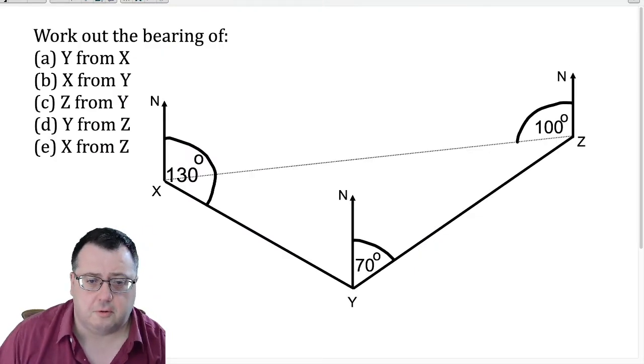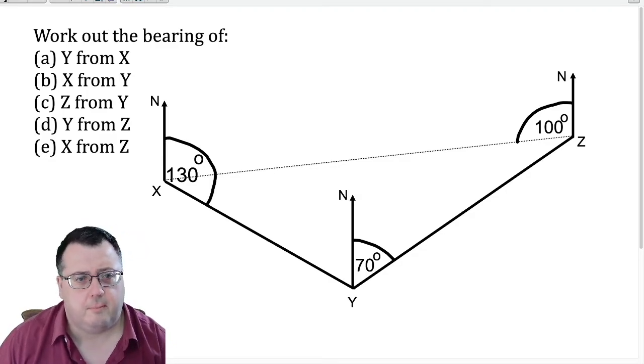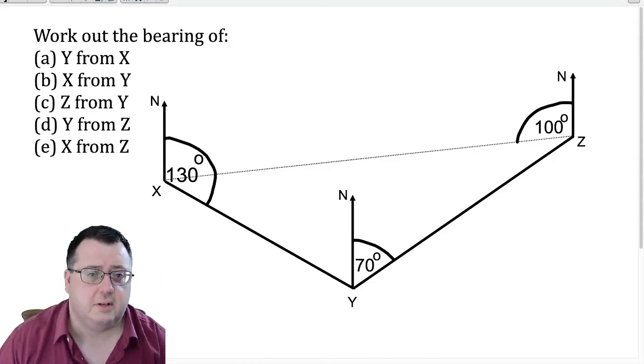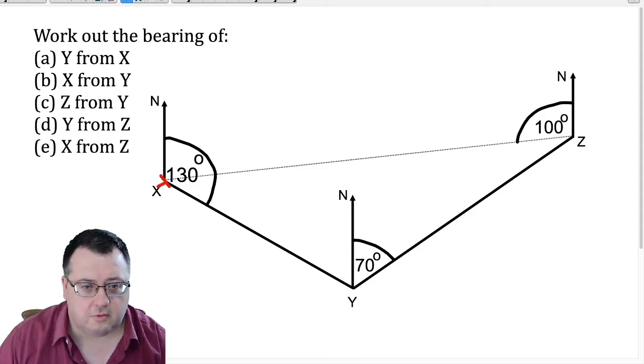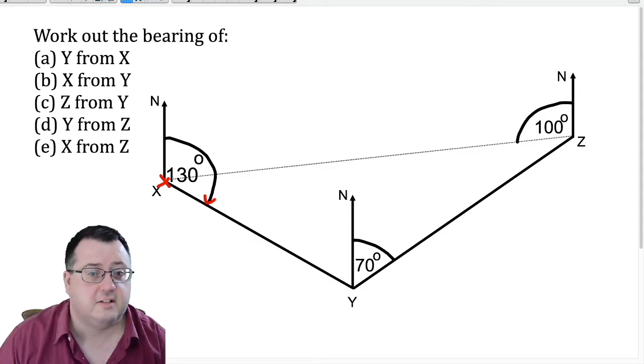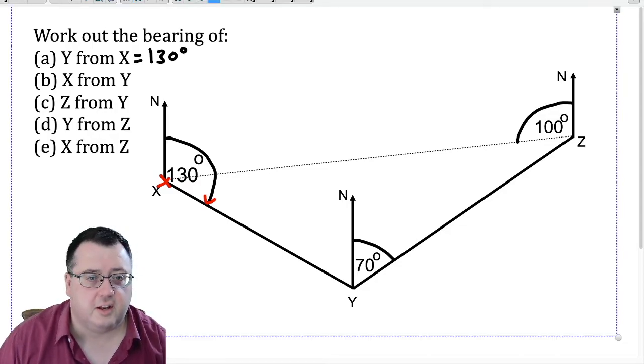Let's move on and look at a more difficult question. Work out the bearing of y from x. Y from x means we're starting from x. Here. We've got our north line. We're going clockwise. Oh look, that's kindly marked in for us already. 130 degrees. I'm going to move this, if I can, grouping.